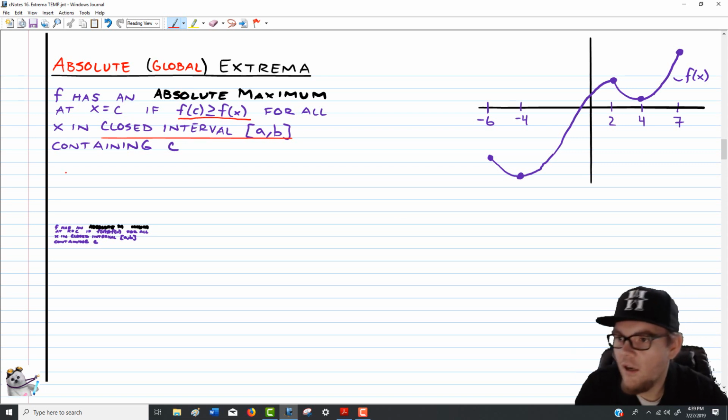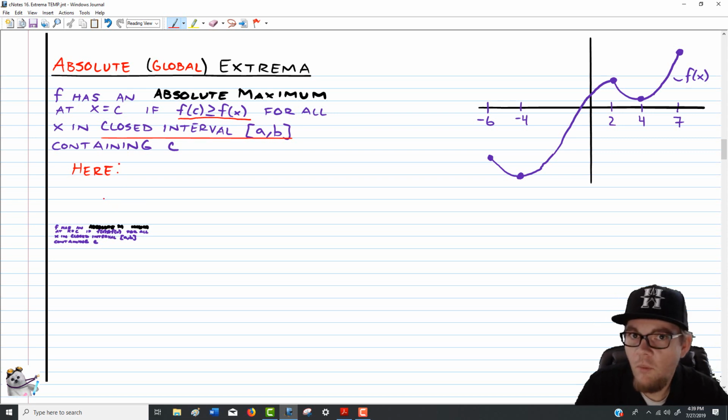And of course, looking here, as we've done in the first example, if we're looking at our particular situation, for the absolute maximum there should be one. Technically you could have more than one, but we're looking for the biggest y value. Looking up here, let's say that we're on the interval from -6 to 7, since that's what we can see.